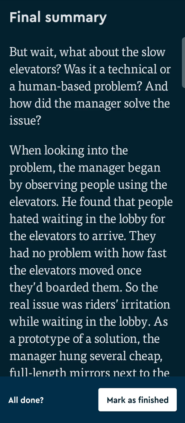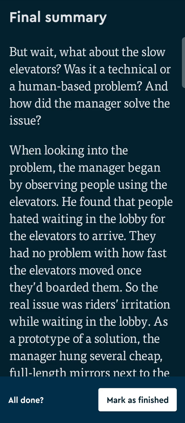Now, you might ask, but wait, what about the slow elevators? Was it a technical or a human-based problem? And how did the manager solve the issue? When looking into the problem, the manager began by observing people using the elevators. He found that people hated waiting in the lobby for the elevators to arrive. They had no problem with how fast the elevators moved once they'd boarded them. So the real issue was riders' irritation while waiting in the lobby.